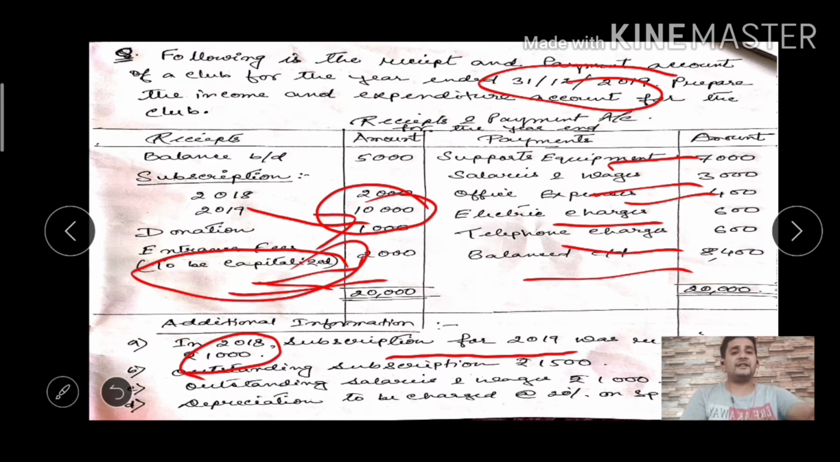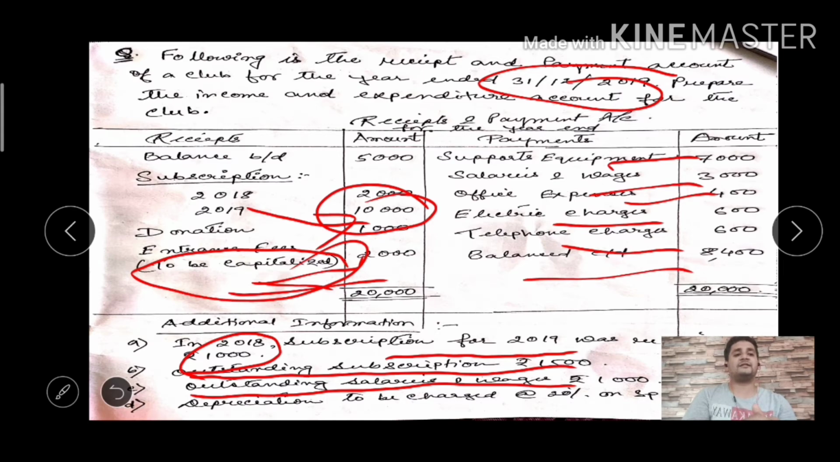Next, additional information given, outstanding subscription 1,500. This outstanding subscription is also added with the current year subscription, because it is related to the current year. Next, outstanding salaries and wages, again we have to add this outstanding amount with the salaries and wages of the current year.